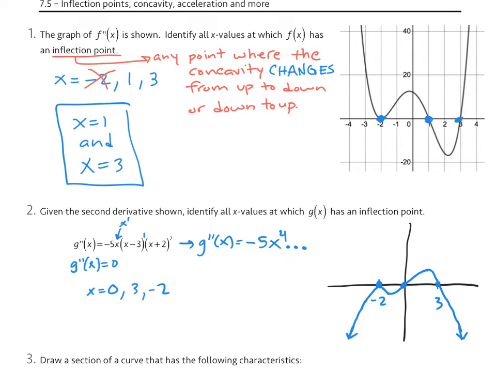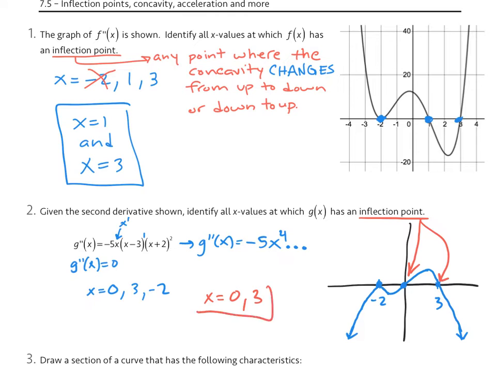Now that we can see the shape of the second derivative's graph, it becomes a lot easier to determine the inflection points. The inflection points are where the second derivative changes sign, from positive to negative or negative to positive. It would change sign when x is 3, and it will change when x is 0, but not at x equals -2.